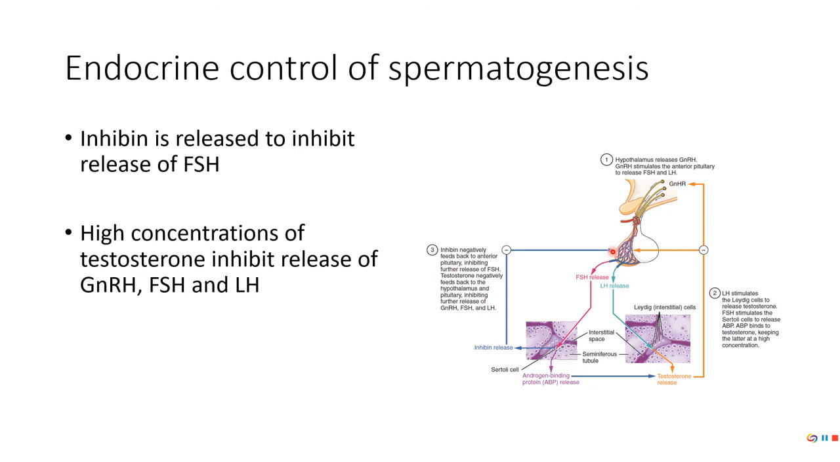Ultimately, this helps keep things in balance. We don't want too much testosterone, and we don't want too little. When we have high concentrations of testosterone, that causes the release of inhibin, and testosterone in and of itself will inhibit the release of FSH and LH.